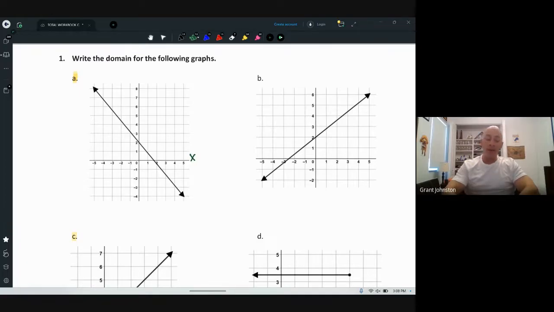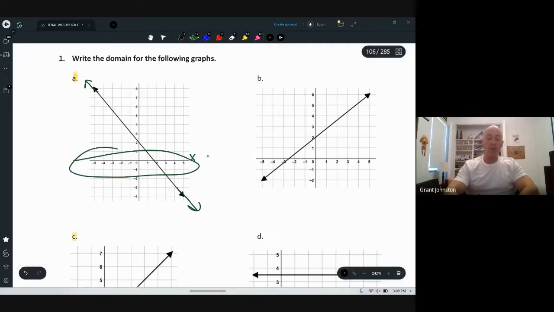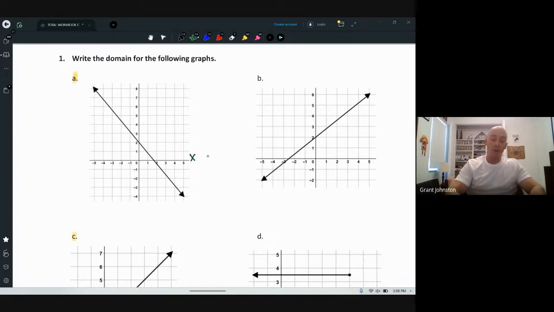It's going to go on forever this way. It's going to go on forever this way. Any value of x, this graph is going to go to. So the domain for this function is all real numbers. So I'm going to say the domain x can be all real numbers. You draw this kind of fancy looking R, which signifies all real numbers.